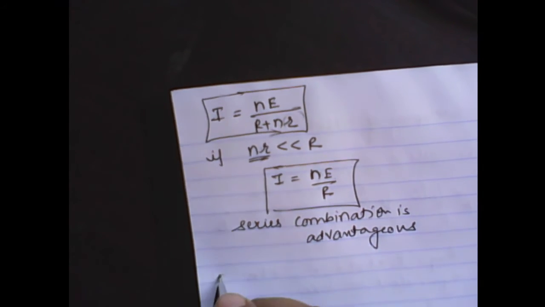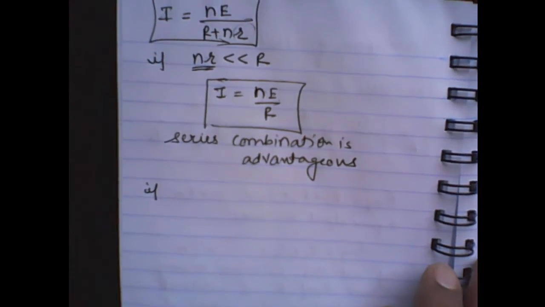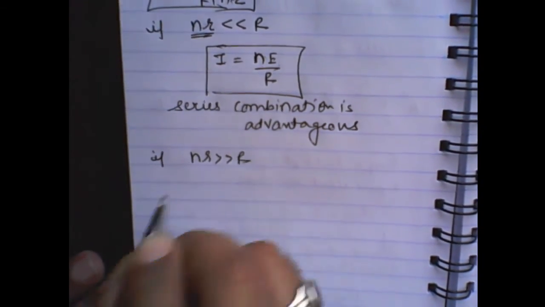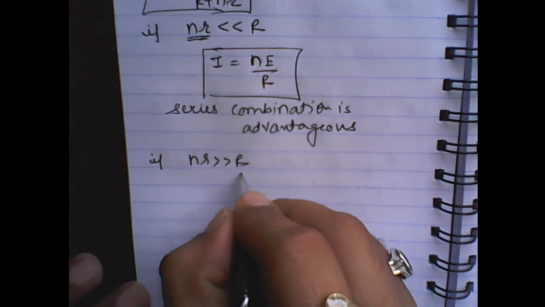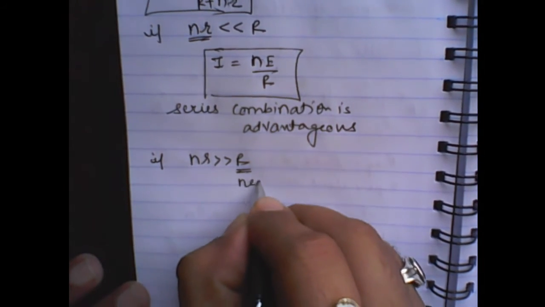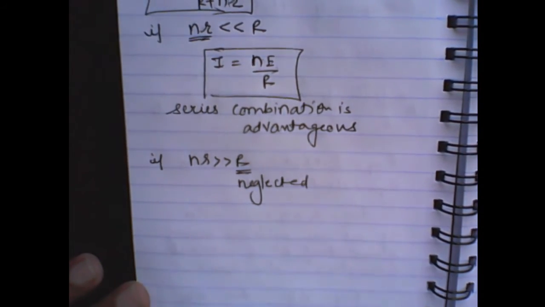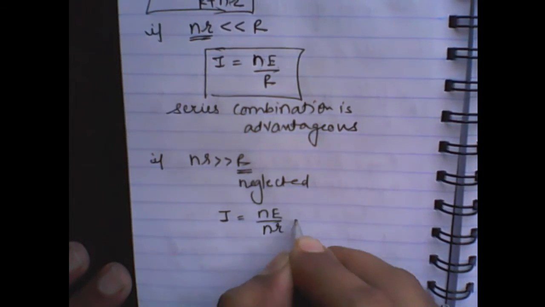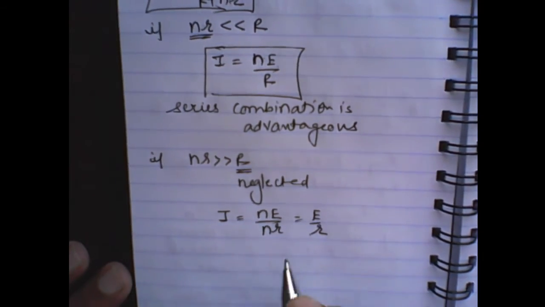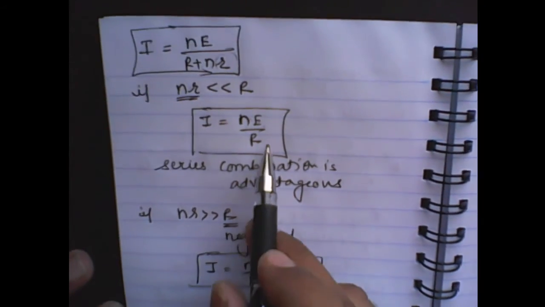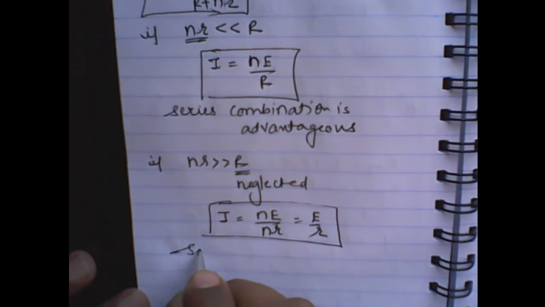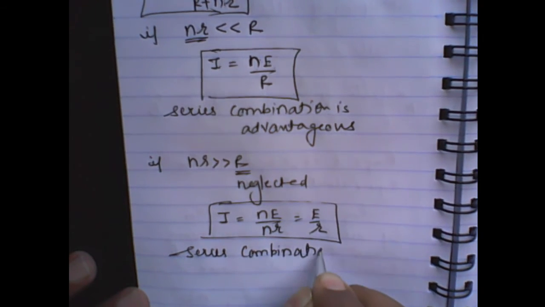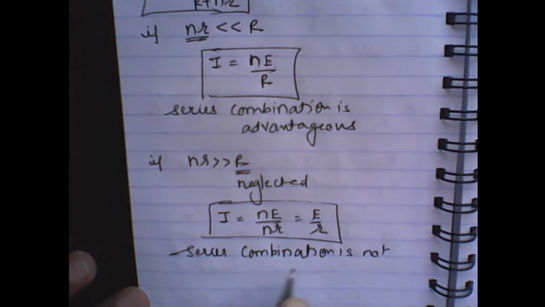Now in the second case, if nr is very much greater than R, such that capital R can be neglected, it is so small, then I will be equal to nE upon nr. So this will be E by r. So definitely this is not as advantageous as the above one. So this series combination is not advantageous.